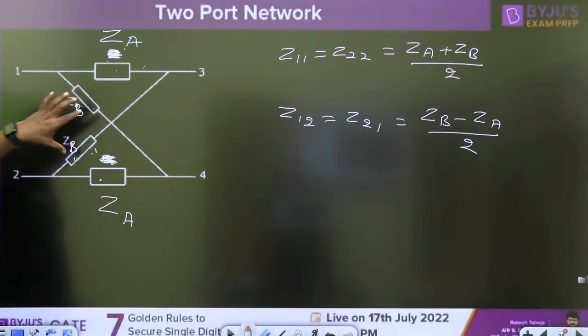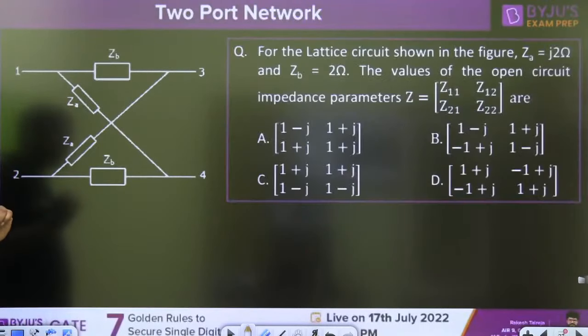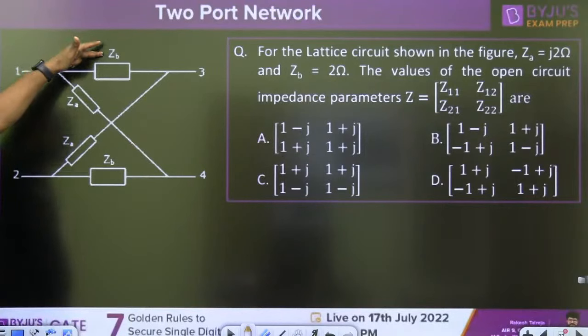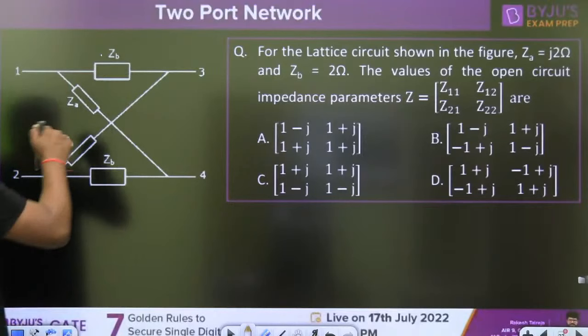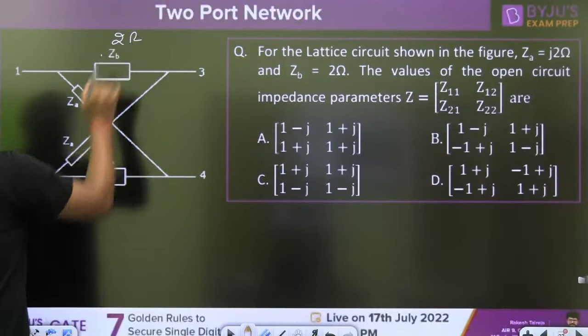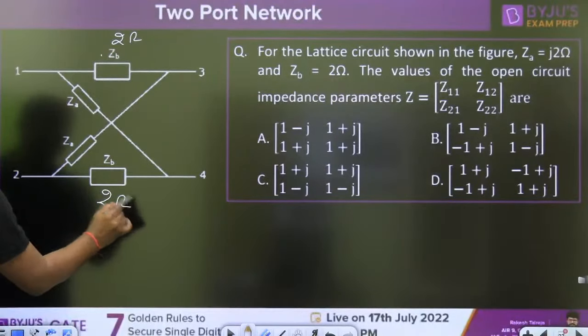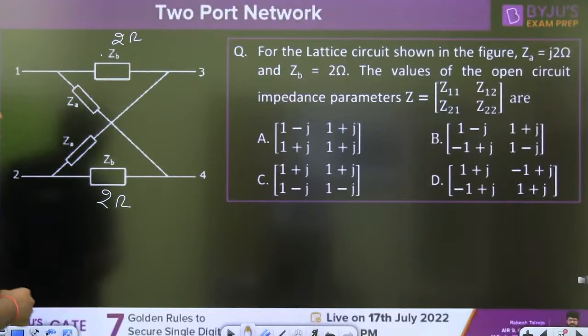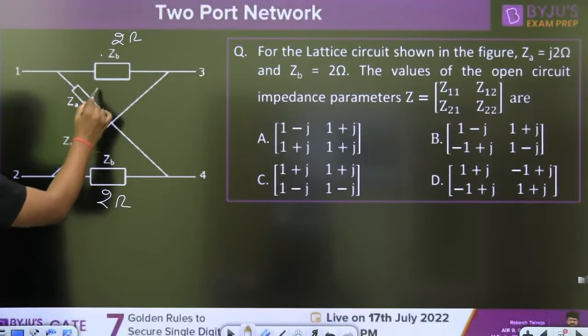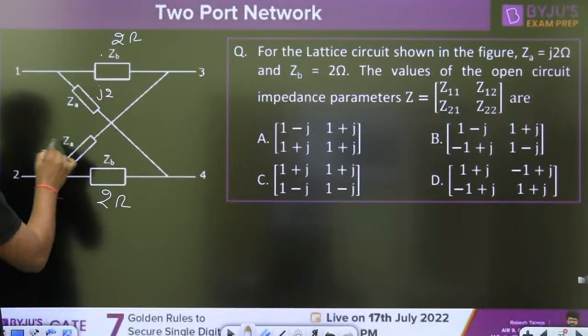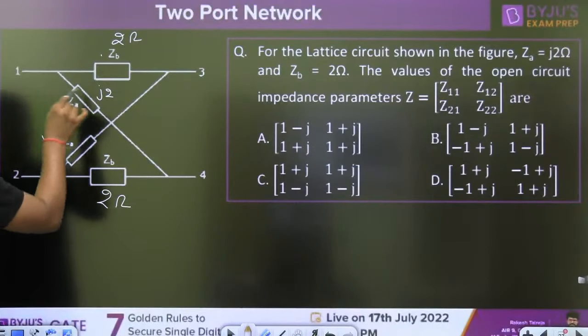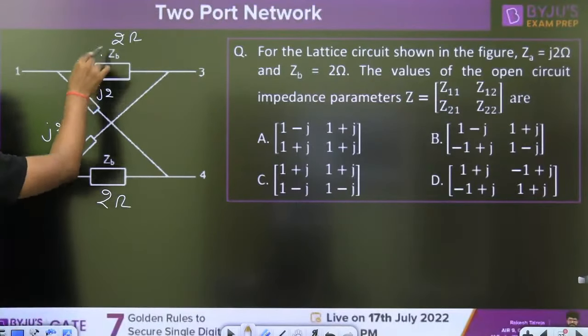ZB means the value of the series arm. Okay, so that is the formula. But my dear friends, in this case, that is changed here. In place of ZB, ZA is given. So no need to worry about that. Simply write the value here. What is the value of this, 2 ohm? What is the value of this ZA, j2? What is the value of this, j2? Now this ZB is j2 and ZA is what?